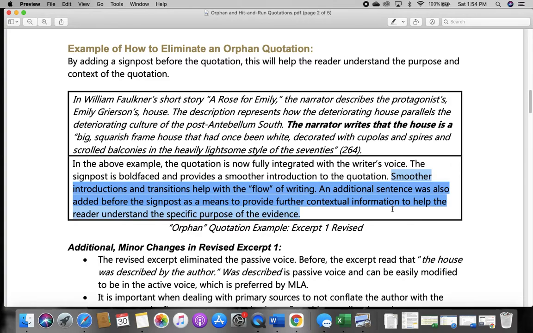Before the signpost to provide further contextual information to help the reader understand the specific purpose of the evidence. Or I could say to understand the specific evidentiary purpose, right? Okay, I am literally editing myself as I read this, and this is my daily anxiety. But that's how I'm trying to explain what I'm doing up here.